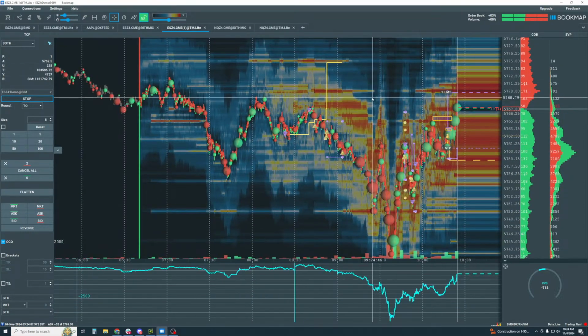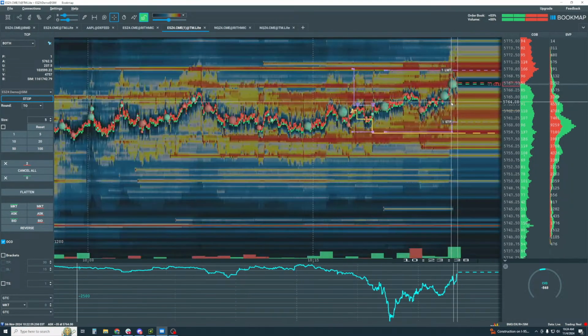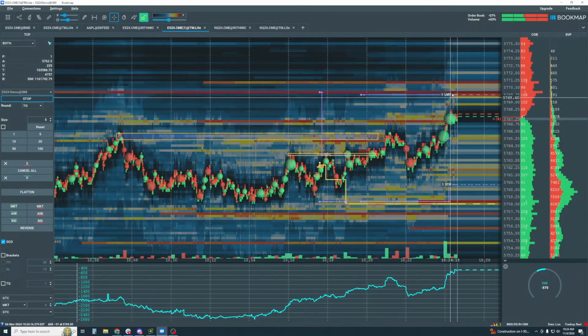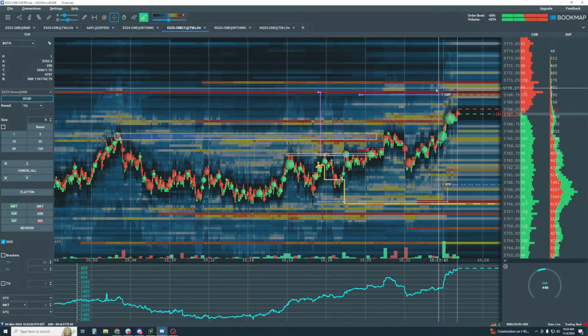Let's zoom out a little bit. All right, I still kind of like where our target is. There's high liquidity up here, we do see the buyers coming in. Now the question here is, do we want to let it ride? Do we want to add to our position? How do we want to handle it?